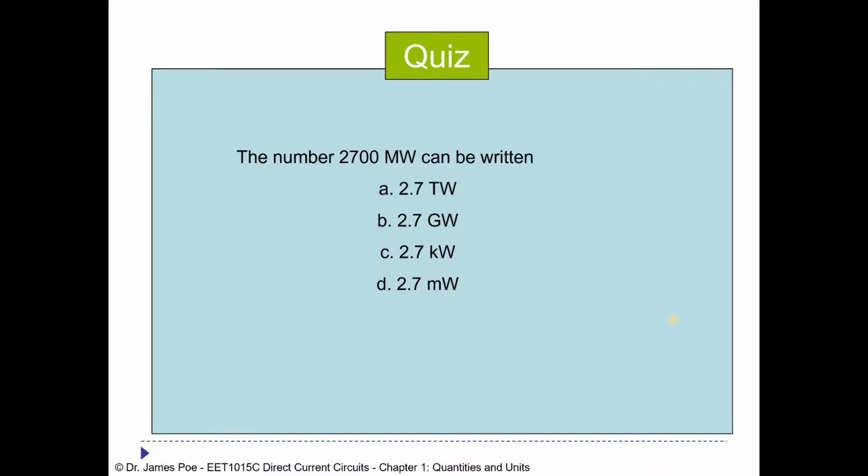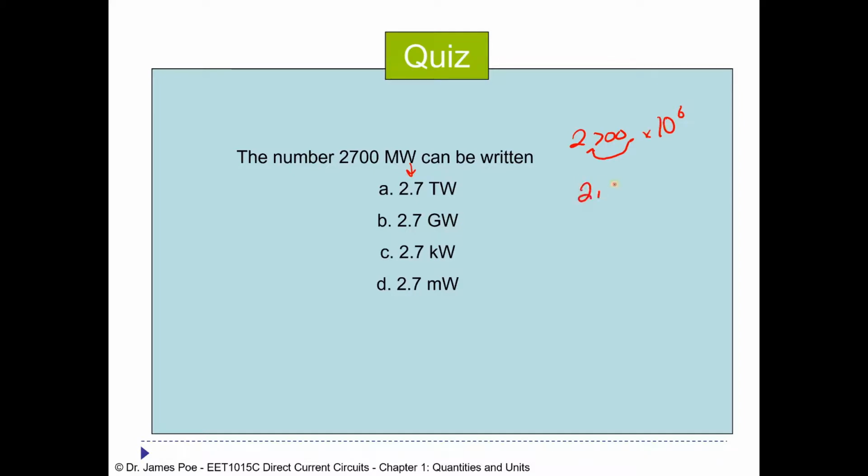2,700 megawatts can be written as, well, let's see. These are all 2.7, so I know that's where we're going. Let's do it that way. So if I have 2,700, to get to 2.7, I have to move it over by 3. Let me write it all out. Times 10 to the 6 because it's mega.